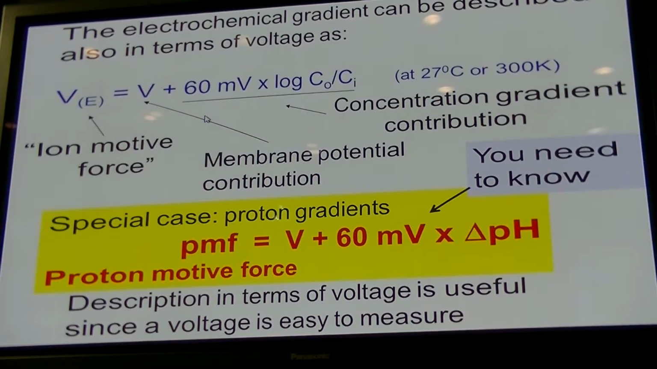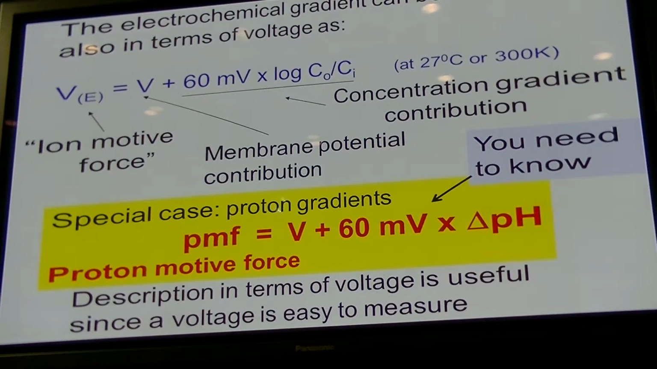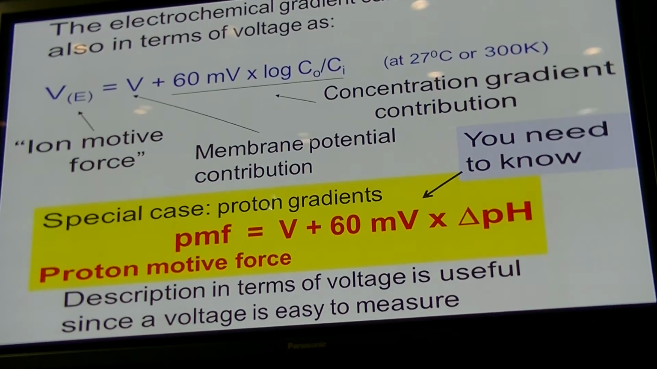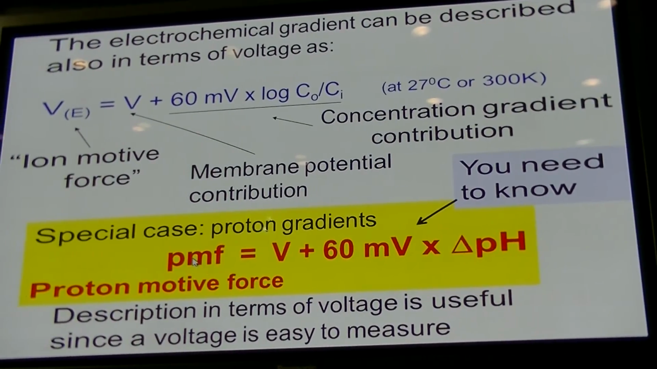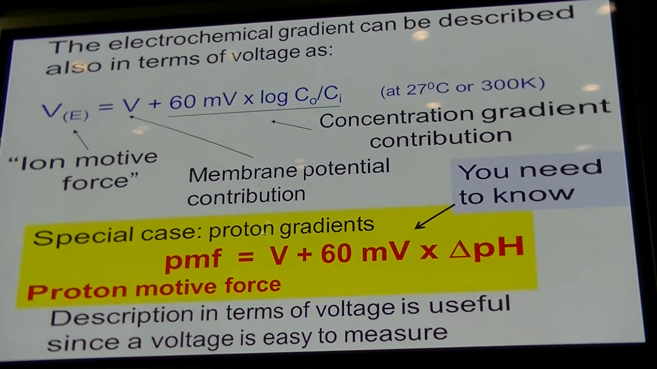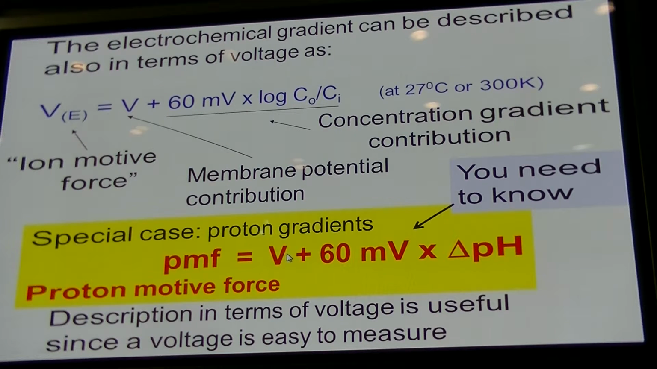Now there's a special case, and the special case is if we speak about an ion gradient that involves protons. It's a special case because it happens a lot and we have to deal with it a lot. In this case, we speak not of the ion motive force, but the proton motive force, and the unit is voltage, or volt. So in terms of membrane potential units, volts, the motivation for a proton to move across a membrane, the energy involved there, equals the membrane potential plus another term which depends on the proton concentrations. And taking the log of the proton concentration ratio, you get the change in pH.